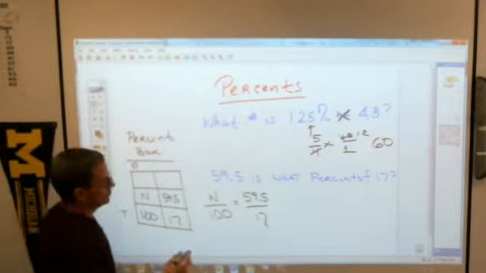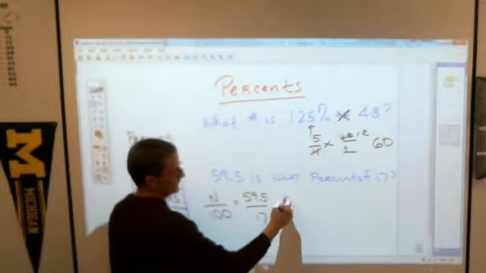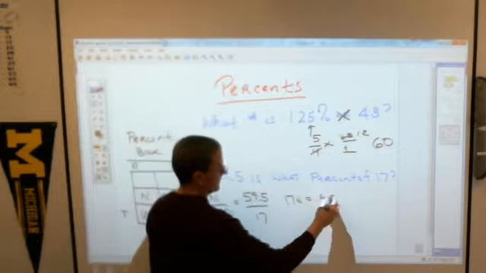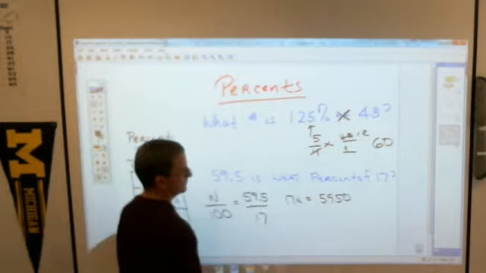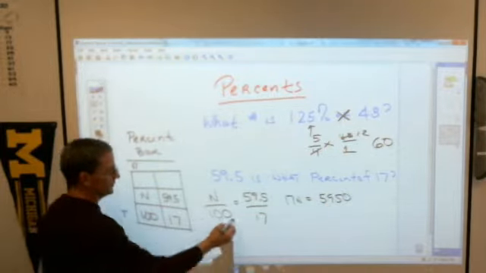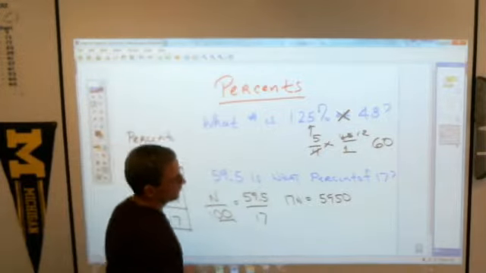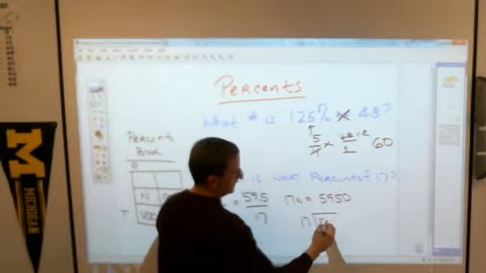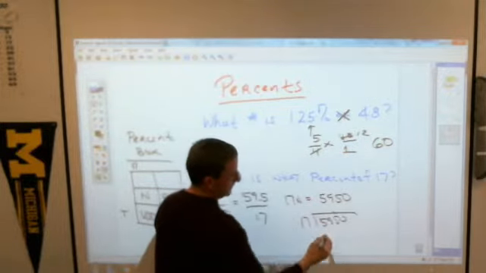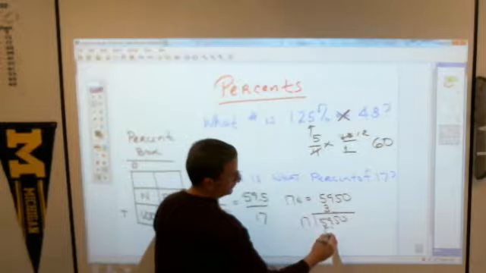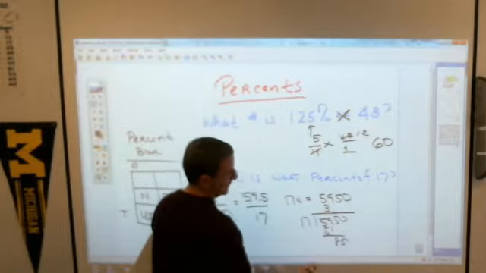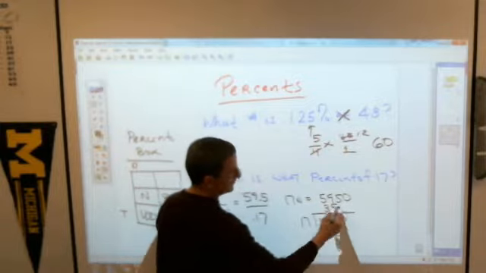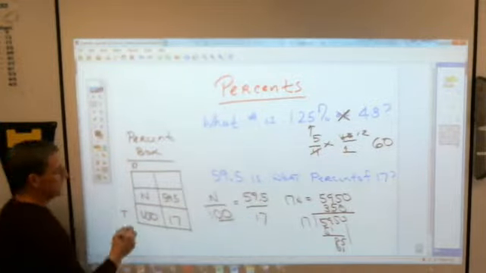How am I going to do that? Cross multiply. You're going to get 17 times n equals 59.5 times 100, which is 5950. Please tell me you remember that when you multiply by that, you move the decimal. So your answer is whatever you get when you put 17 into 5950. 3 goes into that 51 times, 85 is 5, and you have 0 left over. So your answer is 350%.